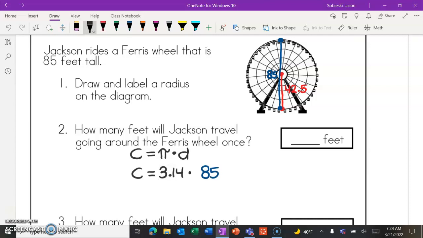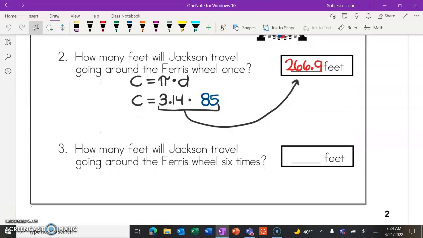So we can put that right into our equation. Again, here's a multiplication problem. All we have to do is type it in our calculator. So pi, or 3.14, times 85 gives us 266.9 feet. And again, that is not feet squared because circumference is just a distance. It's a length. So it's just regular feet.